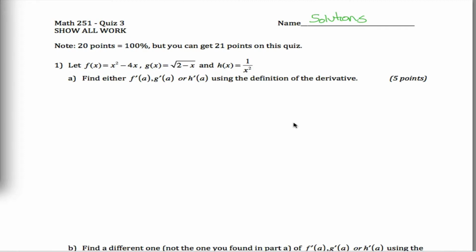Questions for quiz 3 for Math 251. I gave you 3 different functions here and asked you to find the derivative of one of the 3 using the definition of the derivative. The problem with me asking the question this way is I need to write up the solutions for all 3 of them. Now, what are you going to do?